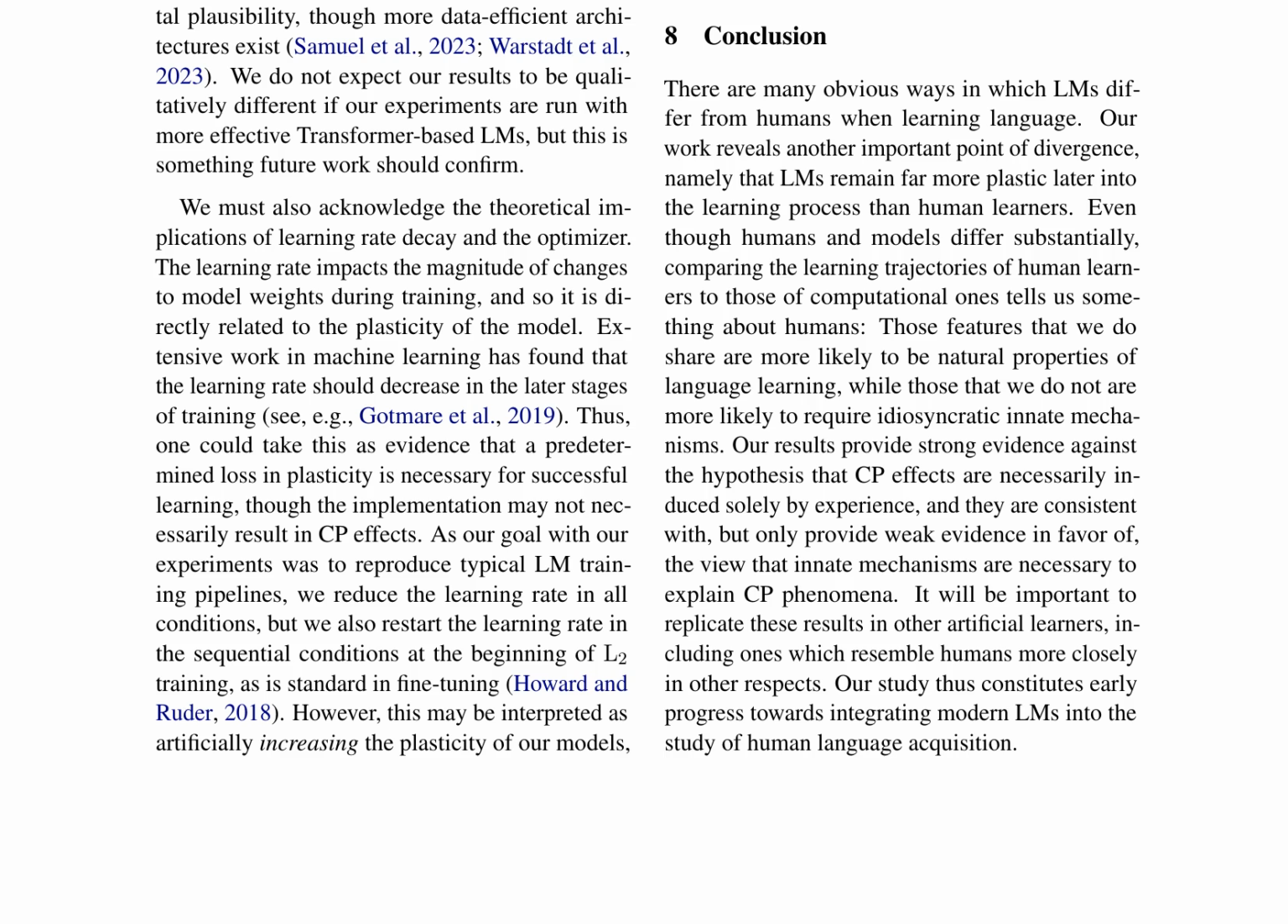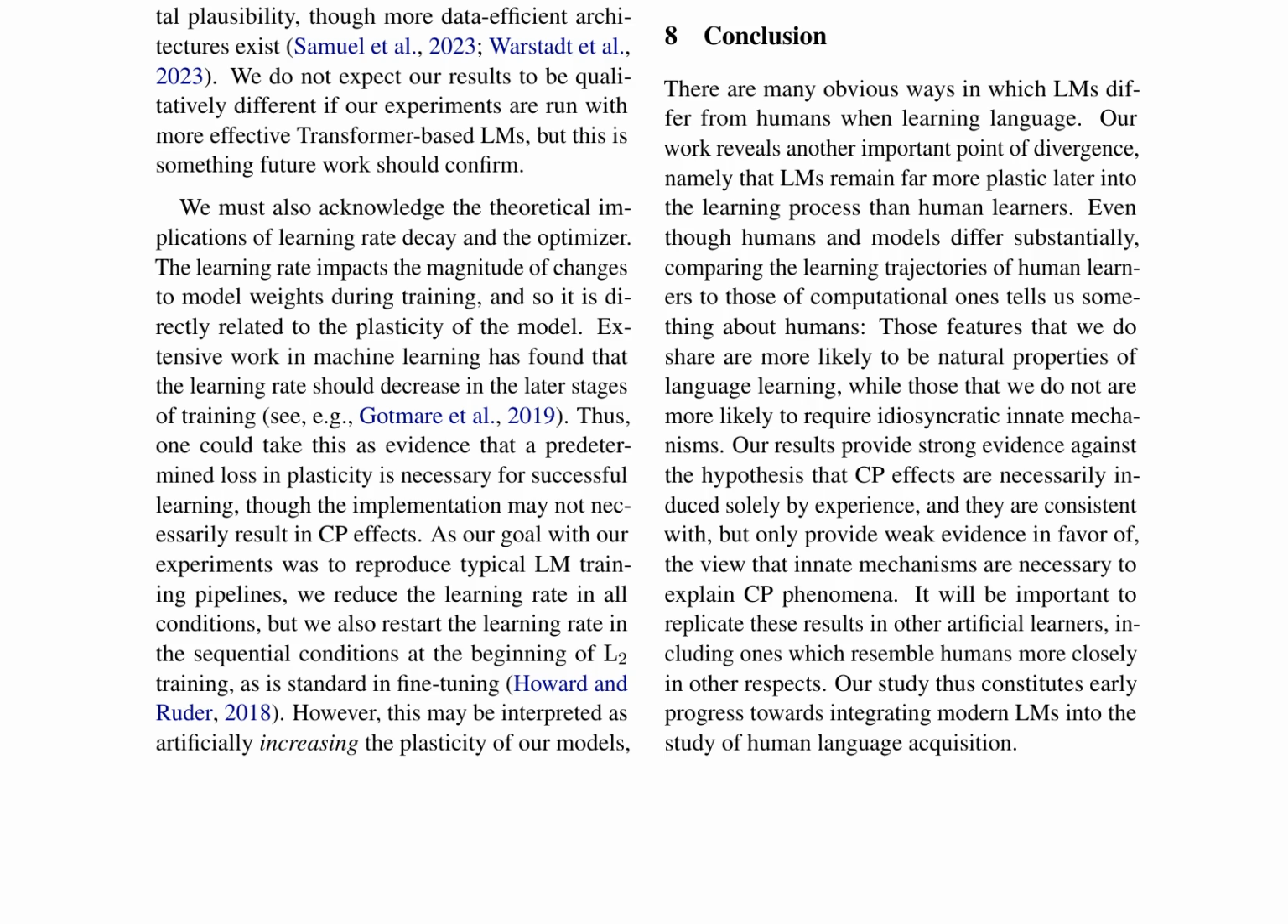The study's findings have significant implications for the development of more realistic language models and the understanding of human language acquisition. The authors argue that features shared between humans and language models are likely to be natural properties of language learning, while those that differ are more likely to require idiosyncratic innate mechanisms. The results are consistent with the view that language models are not necessarily subject to the same critical period effects as humans, but do not imply that critical period effects are not relevant to human language acquisition.